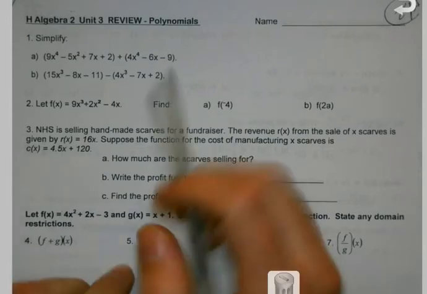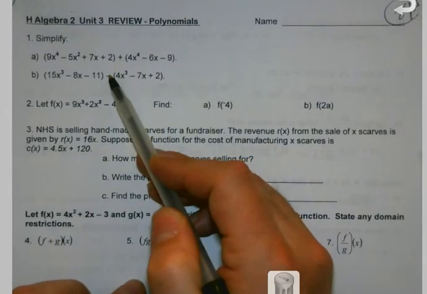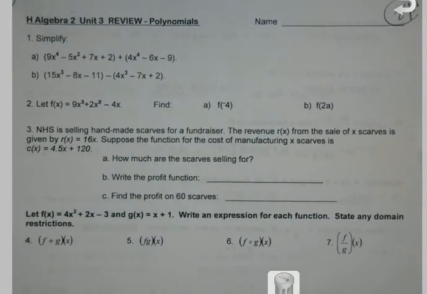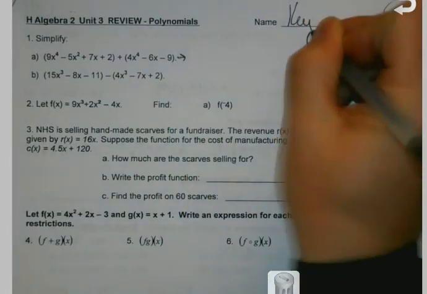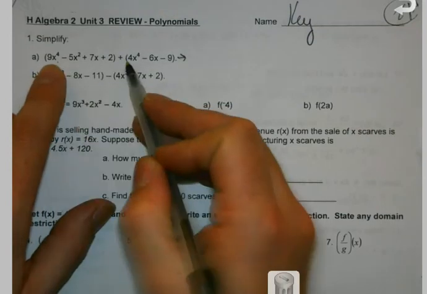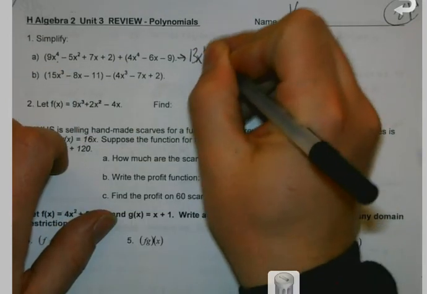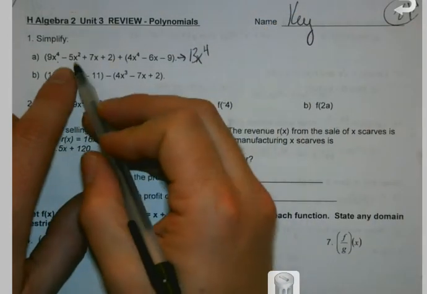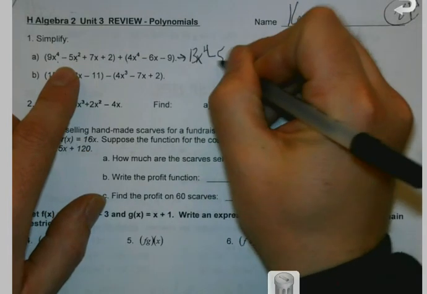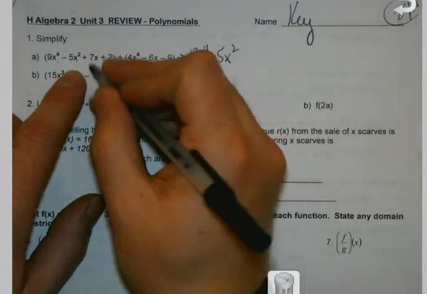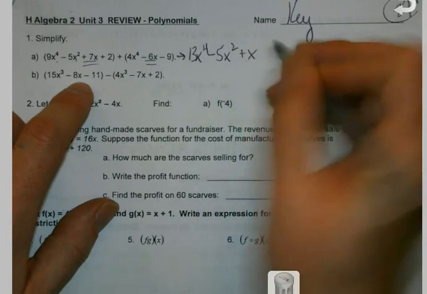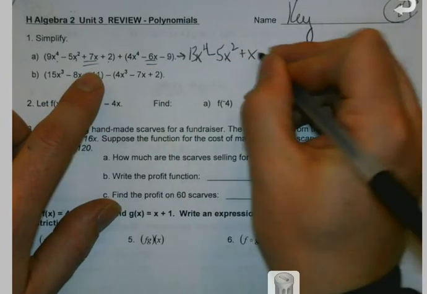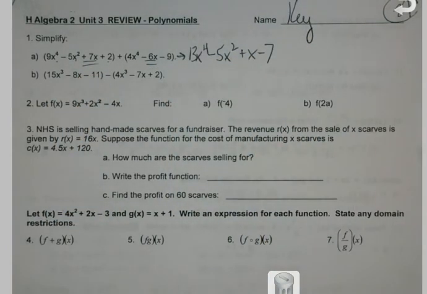Again, when we're simplifying, notice it's plus and minus in between. It's not multiplying. Do not add the exponents. Just combine like terms. So when we're doing this, 9 plus 4 would be 13x to the fourth. Again, don't mess with those exponents. This is my only x squared term. 7 minus 6 is 1. And 2 minus 9 is negative 7. No other like terms. I'm done.